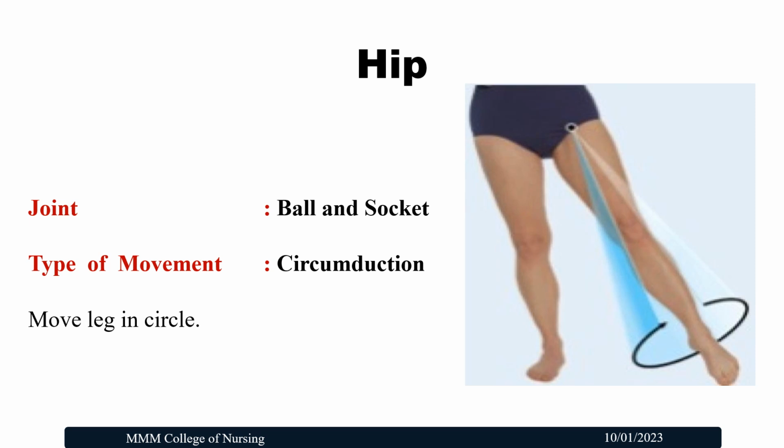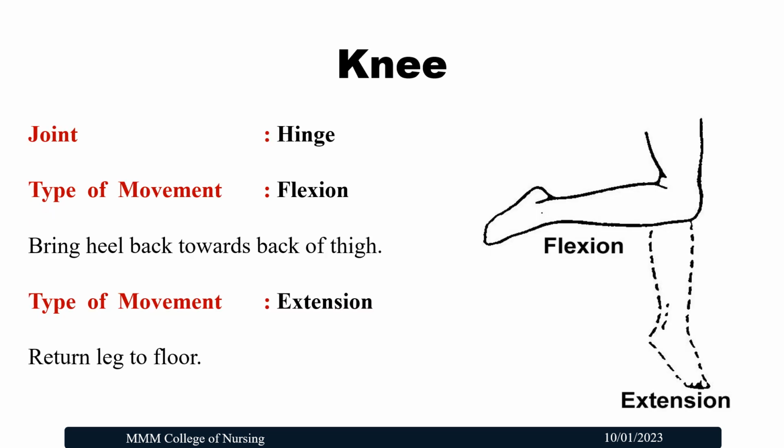The last movement is the circumduction. In this, the leg can be moved in a circular manner. Hinge type of joint is present in the knee joint. The possible movements are flexion and extension. The flexion can be performed by bringing the heel back towards the back of the thighs. The extension is returning the leg to the floor.